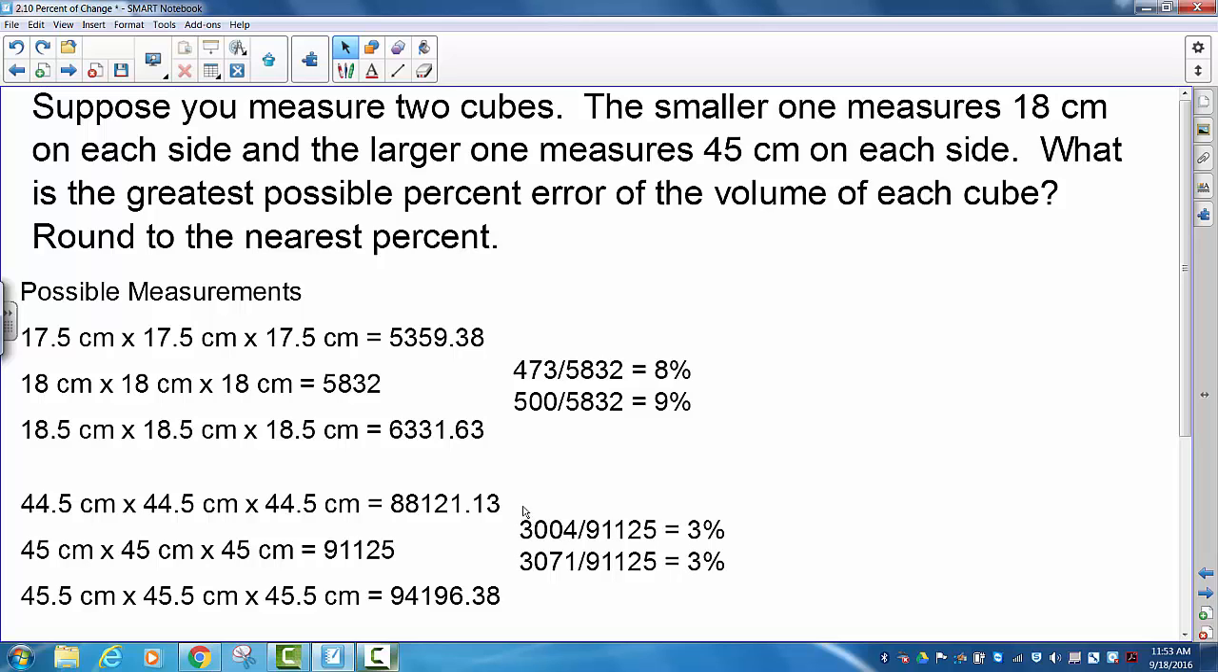Now what did you notice here? Why did the same measuring unit not yield the same percent error for the two cubes? Well, the larger your measure, the smaller the percent of error. See, when we had 18 centimeters, it was 9%. When we had 45 centimeters, it was 3%. And if you had 100 centimeters, you could interpolate that it would be less than 3% error on the volume of each cube. And if it was 5 centimeters by 5 centimeters by 5 centimeters, you could interpolate that it would be greater than 9%. You're going to have fun doing this.